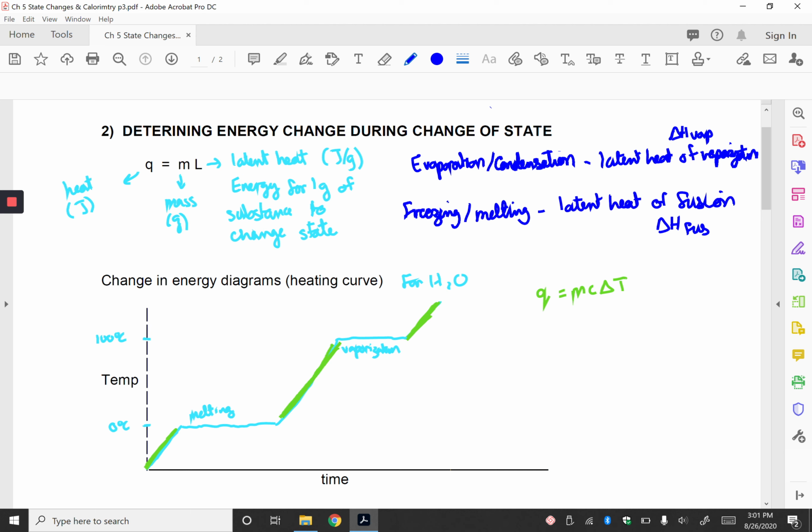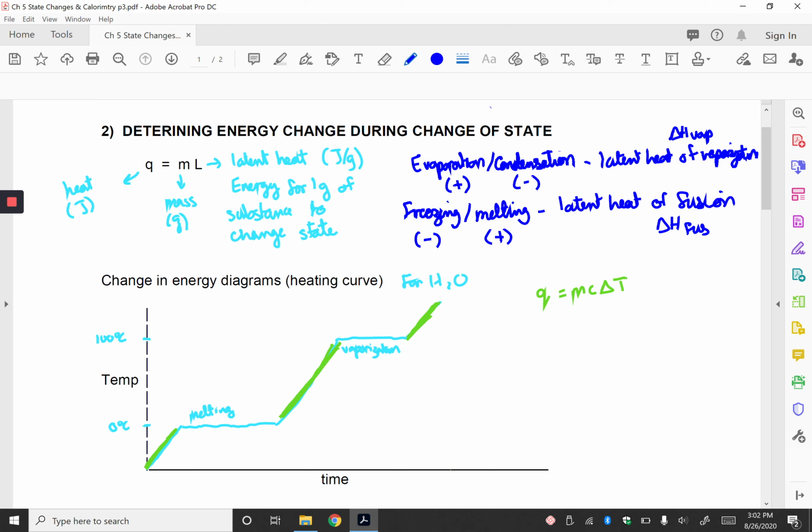Now we use the same value for melting or freezing because it requires the same amount to melt a substance as it is released when it freezes. So it should be the same number, just one is positive, one is negative. So freezing we know is exothermic, so we'd use the negative value for latent heat of fusion. Melting would be endothermic, so we'd use the positive value. Same thing with evaporation and condensation. Evaporation is endo and condensation is exo.